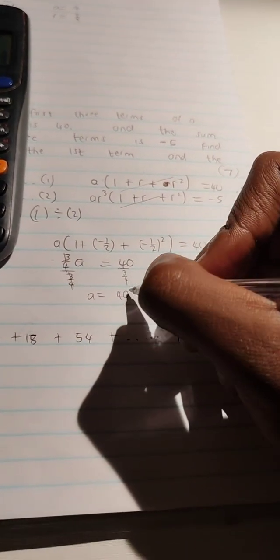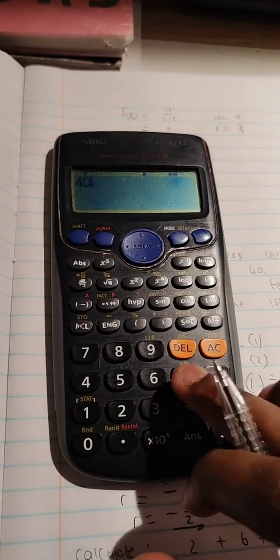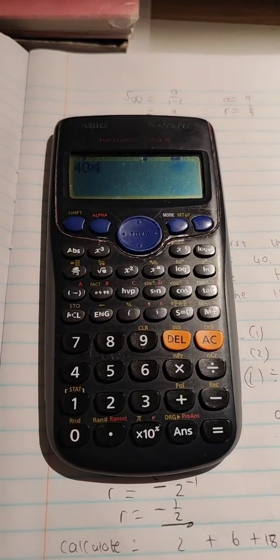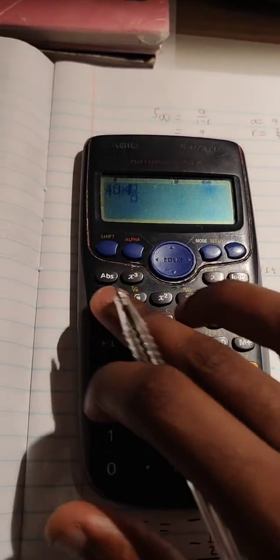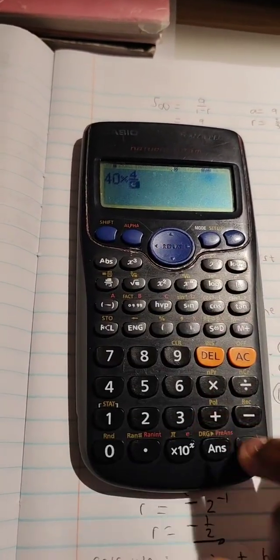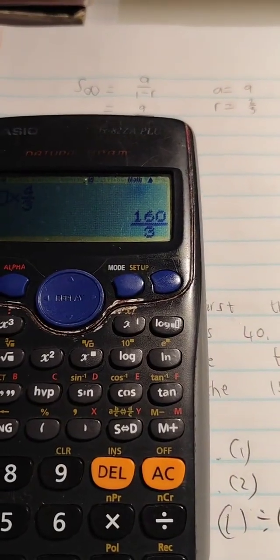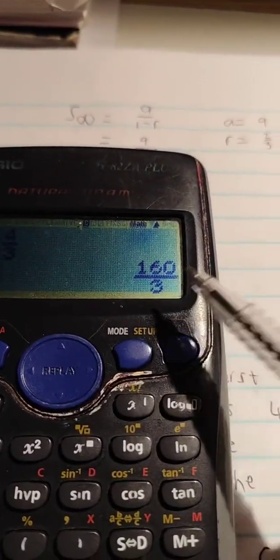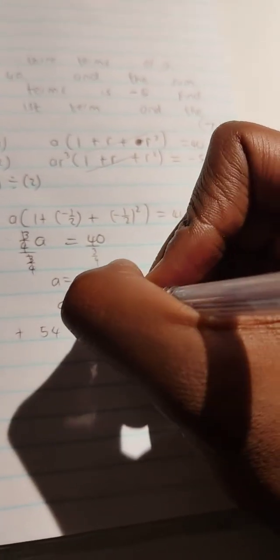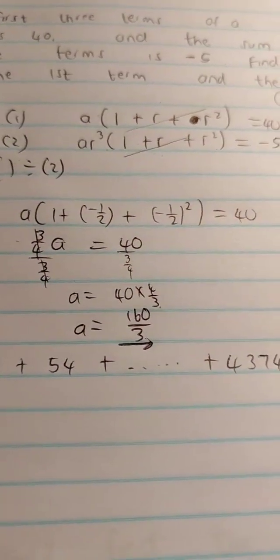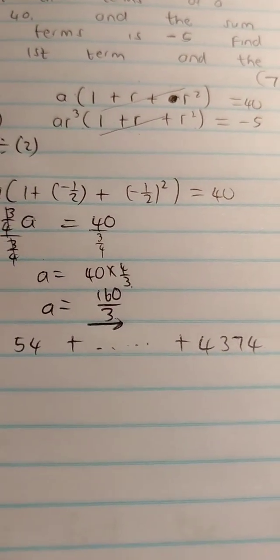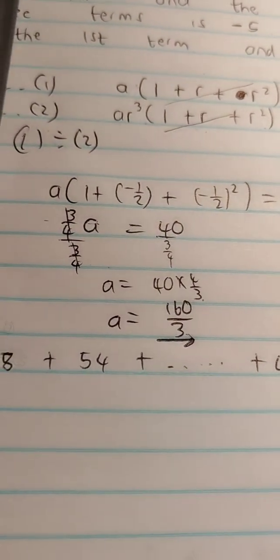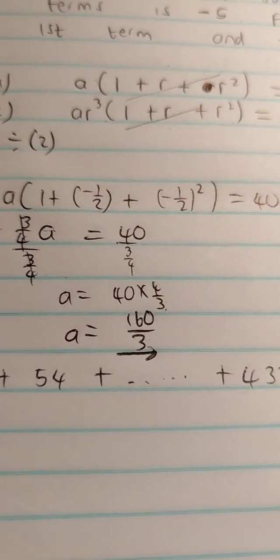You can put in your calculator 40 times 4 over 3. That gives us 160 over 3. Okay, and that's as simple as the answer can get, 160 over 3. So that's fine. We just say a is equal to 160 over 3. We can leave it as that improper fraction, or if you really want to insist, you can write it as a mixed number, but leaving it as an improper fraction is fine.